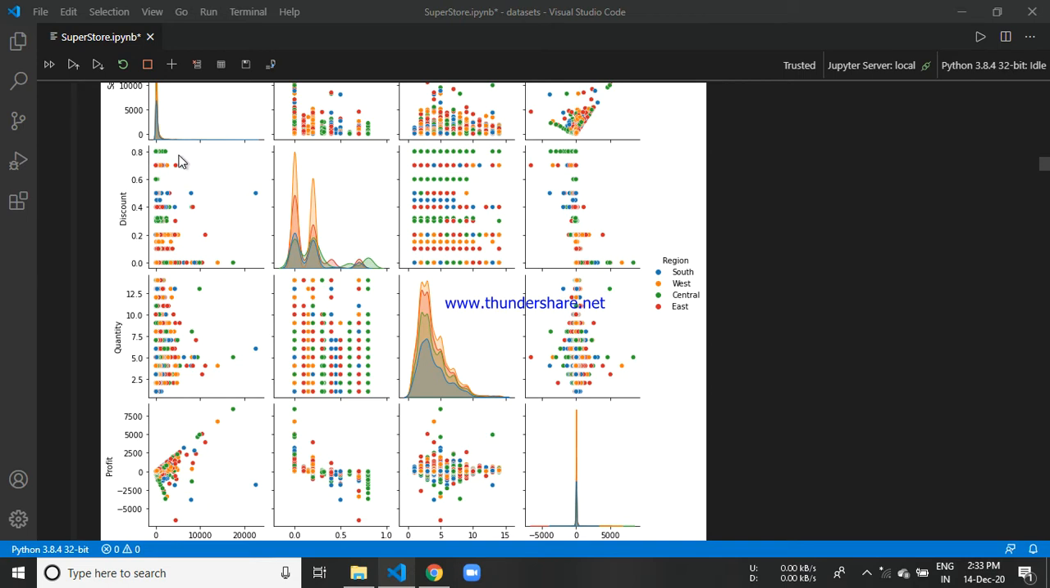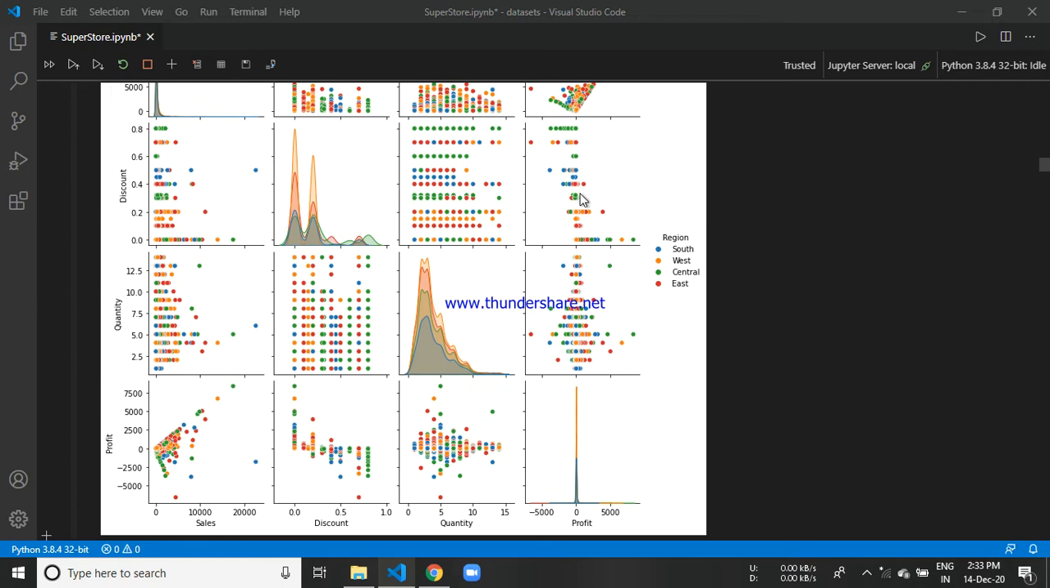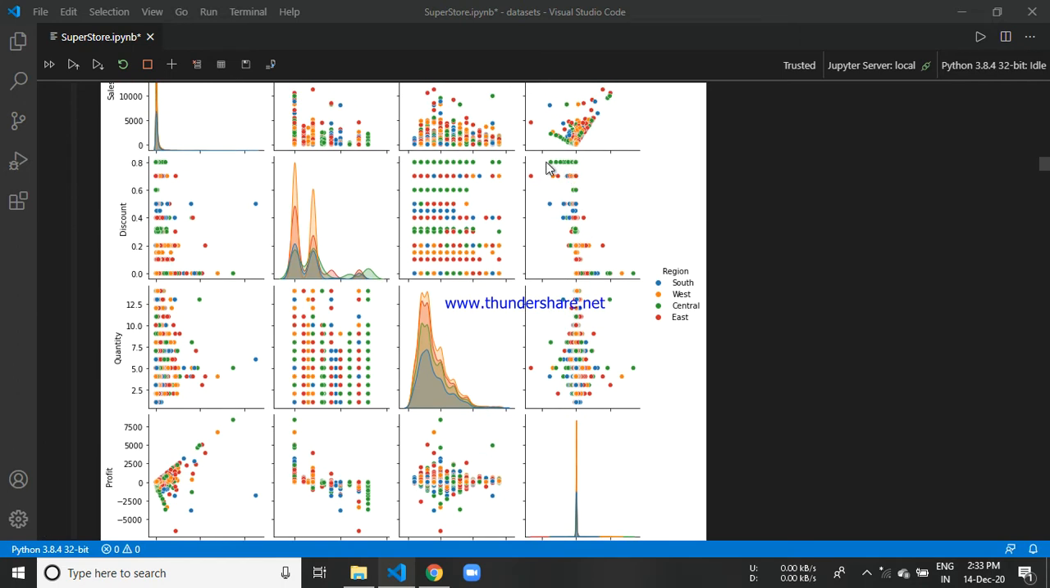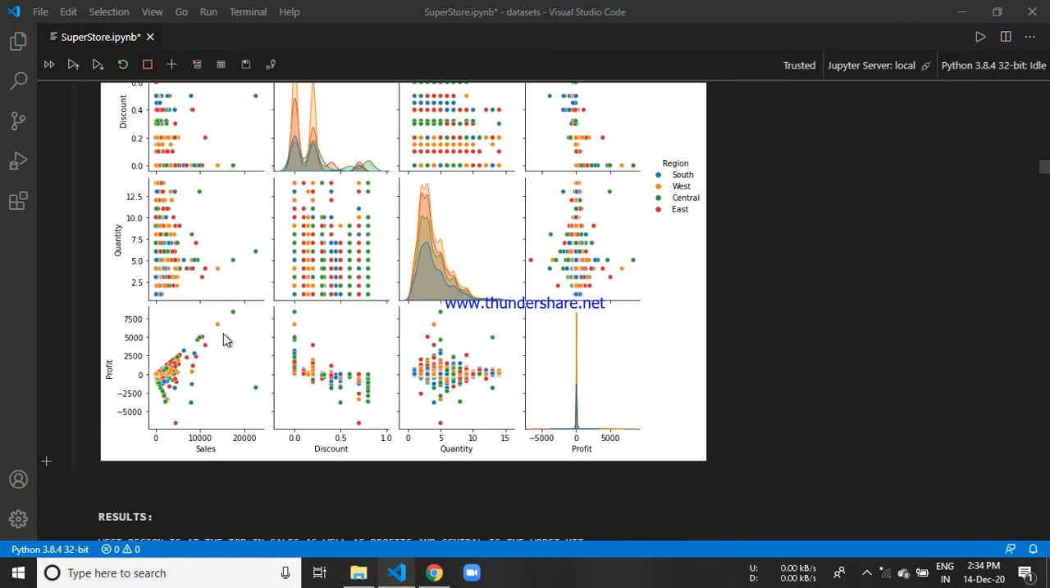But the thing is, the discount of 80% has been given in the central region, and we have seen the central region's profits are very low. This could be one of the reasons, so we have to consider this one. Here also in the profits you can see that so many of the discounts were given at the level of 80%. So this could be one of the major reasons why the profit in the central region is low.